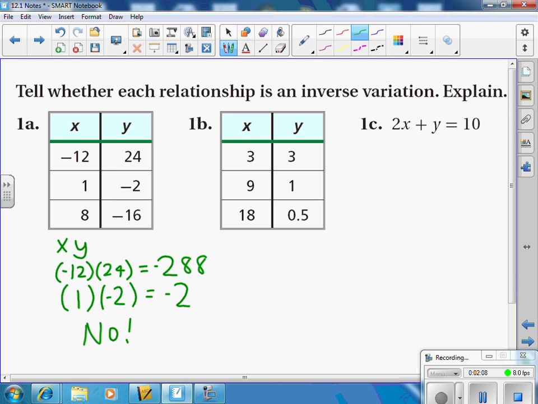But now if we try 1b, same thing, multiply your x's and y's together. 3 times 3 will give me 9. 9 times 1 gives me 9. And 18 times a half, or 0.5, also gives me 9. So that means this relationship does vary inversely, or it has an inverse variation. That 9 that we got every single time is our k.